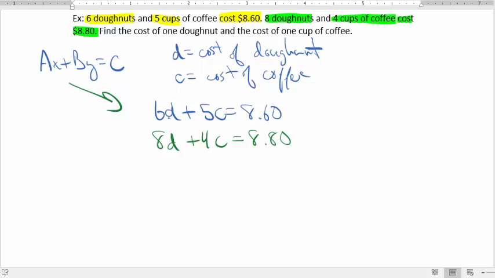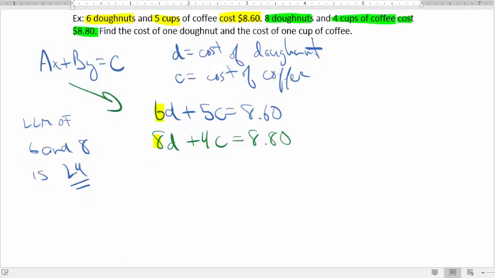Well, what do I want to eliminate, the d's or the c's? Either way, it's going to involve multiplying both equations. So let's say I'm going to eliminate the d's. I have 6 and 8. So the LCM of 6 and 8 is not 48, it's actually 24. Take multiples of 8: 8, 16, 24, and then see the first one that 6 will also divide evenly into, and it's 24.